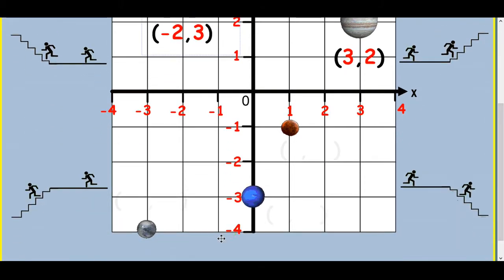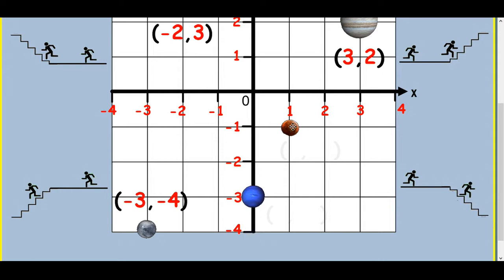If we go down to the bottom here, then again, I'm going to continue to go along first from the origin. I'm going along, and then I'm going down. So notice my first number is -3, and my second number is -4. And that's how you write it: (-3, -4).